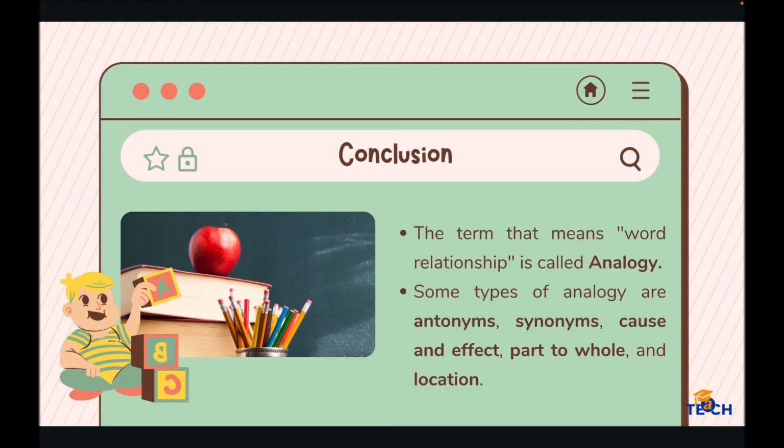So again, the term that means word relationship is what we call analogy. And there are types of analogy, and these types include antonyms, synonyms, cause and effect, part to whole, and location.